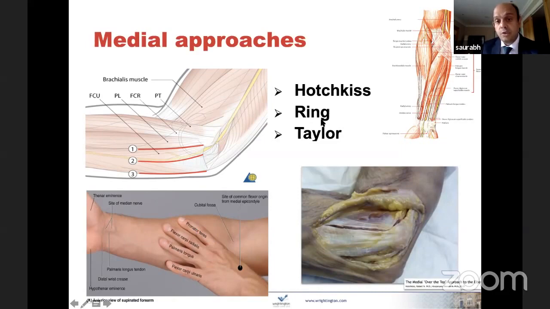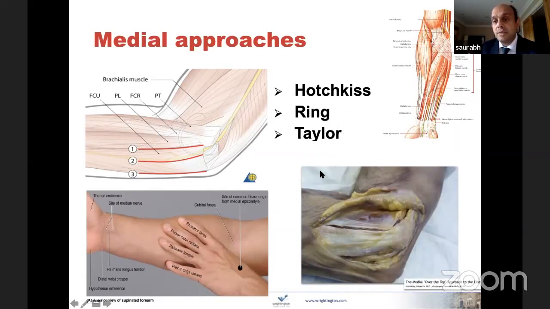3 approaches, Hotchkiss, Ring, and Taylor. Hotchkiss is over the top approach or 50-50 approach. So divide muscles into 50-50. So if you go between FCR and palmaris longus, that's Hotchkiss. We know ulnar nerve comes between the 2 heads of FCU. So if I go between 2 heads of FCU, that's a ring approach. And if I lift all the flexor muscles in the front, then it becomes a Taylor approach.